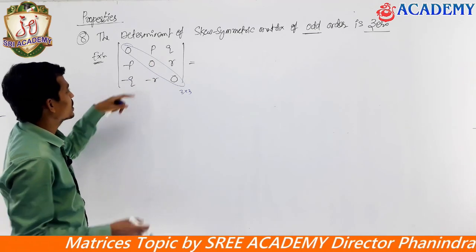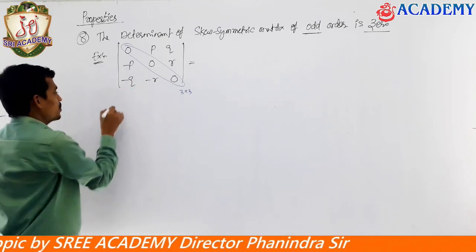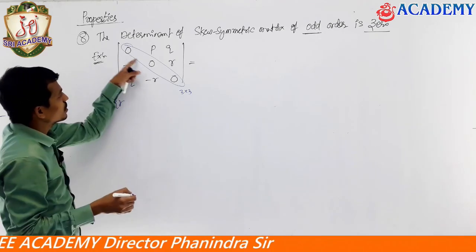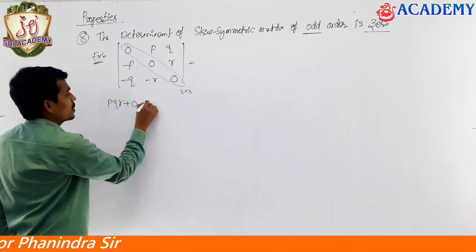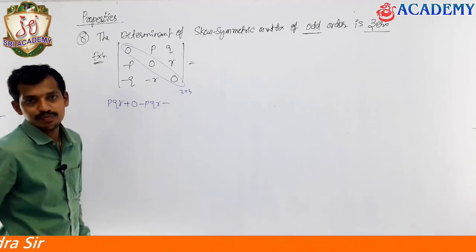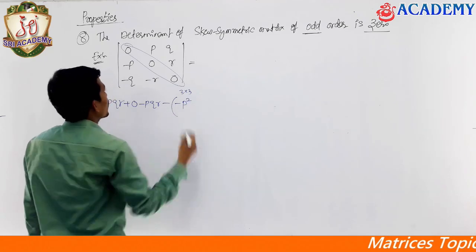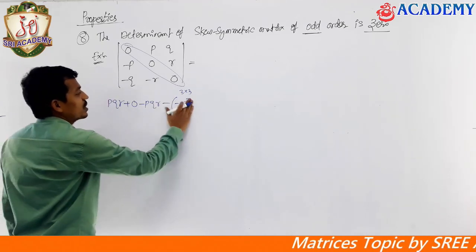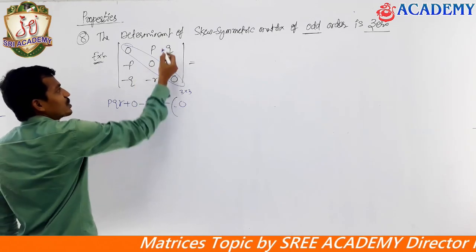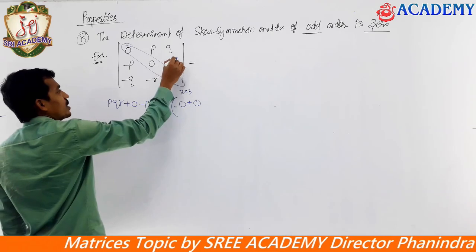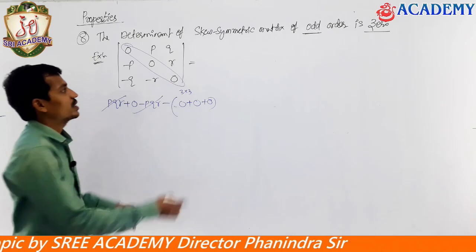If you expand here, first element 0 into 0 into 0 plus 0, next p into r into minus q, minus into minus plus, pqr. Next, q into minus p into r gives minus pqr. Next, 0 into minus p into p, minus p square, minus 0 into minus p is nothing but 0. Next, minus q into 0 into q plus 0, minus r into 0 plus pq minus pq. Simply, the answer is going to be 0.